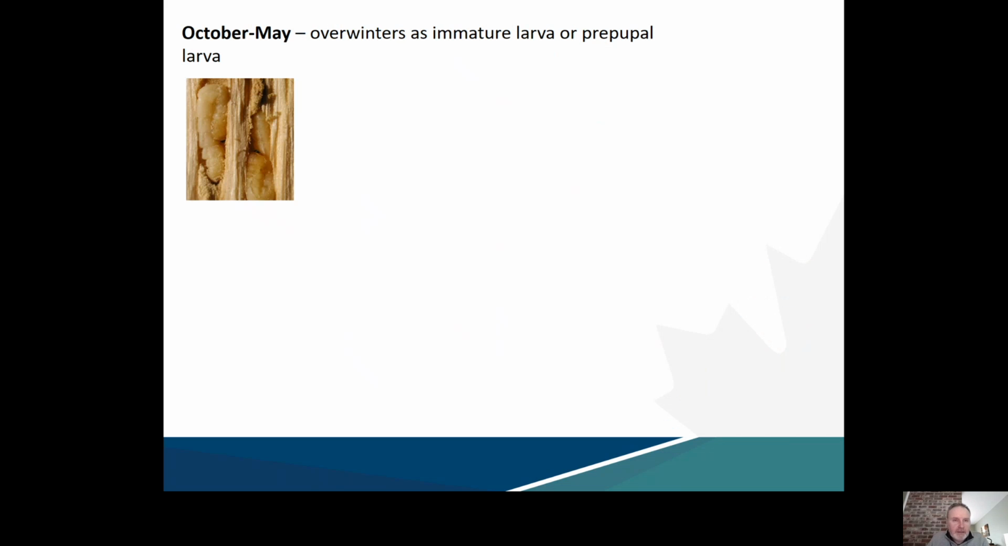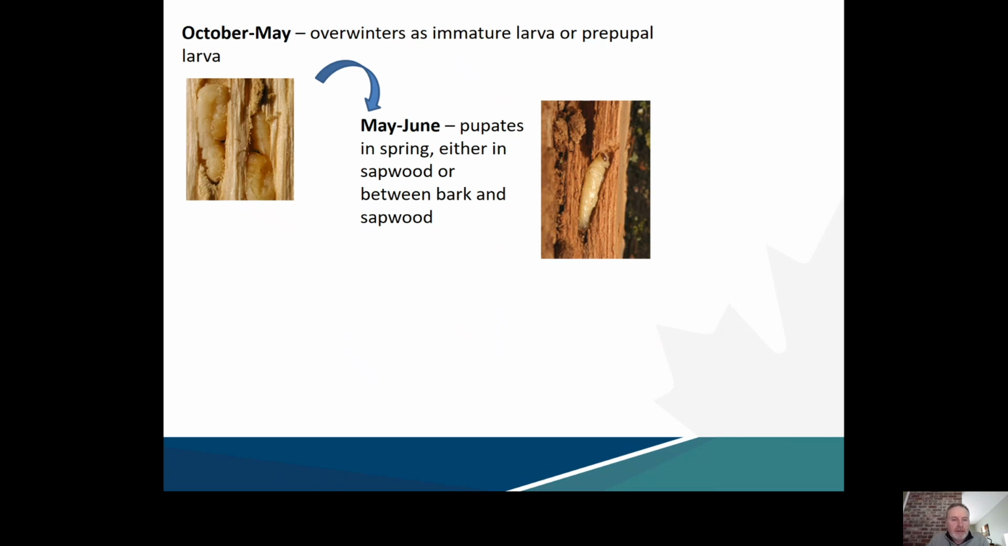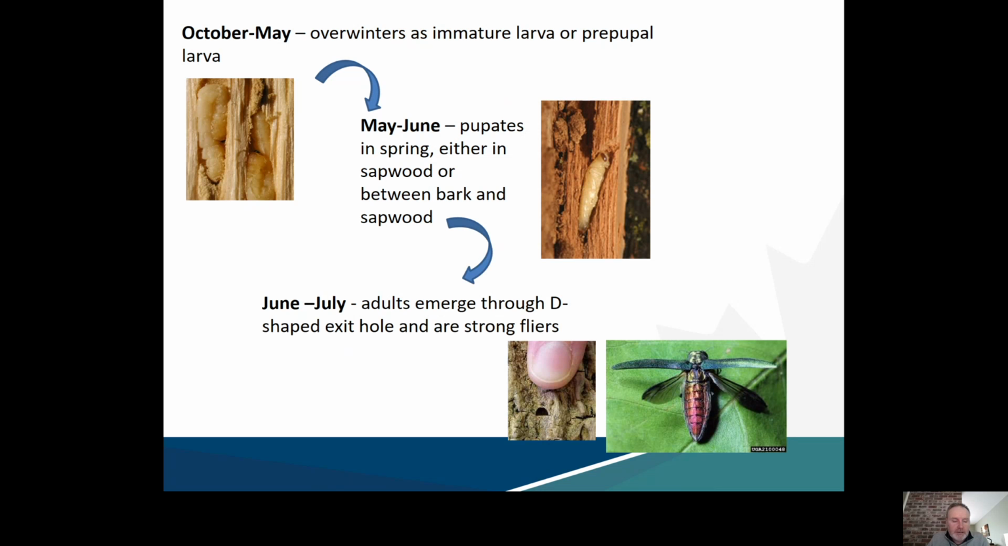From October to May, the EAB will be overwintering as a larva or a prepupal larva, depending on whether it's in a 1 or 2 year life cycle. And later in the spring, it'll pupate and begin the transformation from larva to adult, and it does this between the bark and the sapwood. And then from June to July, adults emerge through D-shaped exit holes in the bark and are strong flyers and can spread naturally a few kilometers every year.